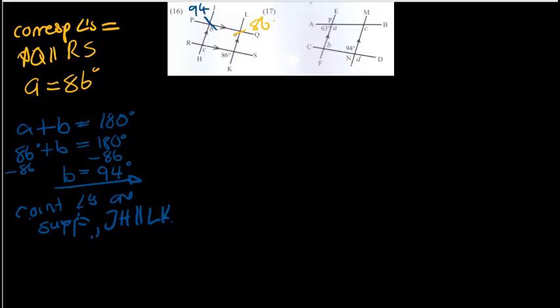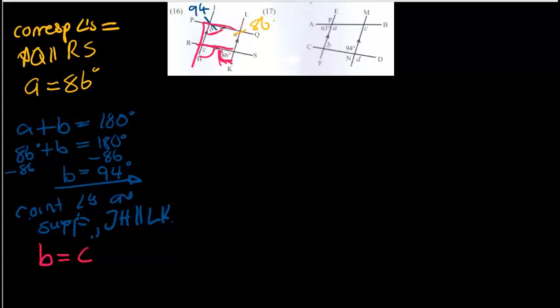Next up, let's calculate C. So I now know 86 over here, and I know 94 over there. If I do that, I can see I could do co-interior angles, but I can also do corresponding if I do that. So you need to choose which one. I'm going to go with corresponding because I don't have to calculate.